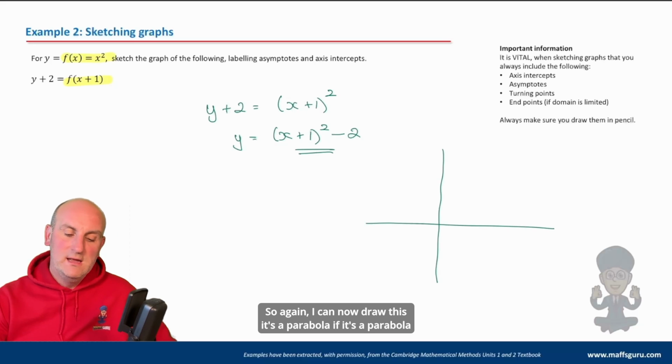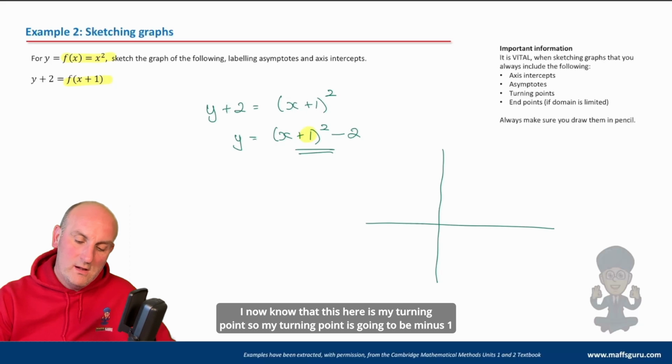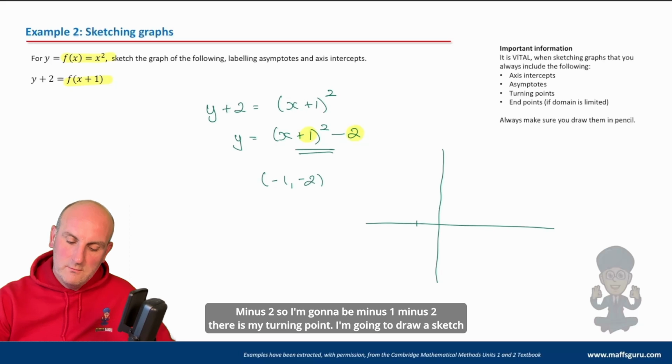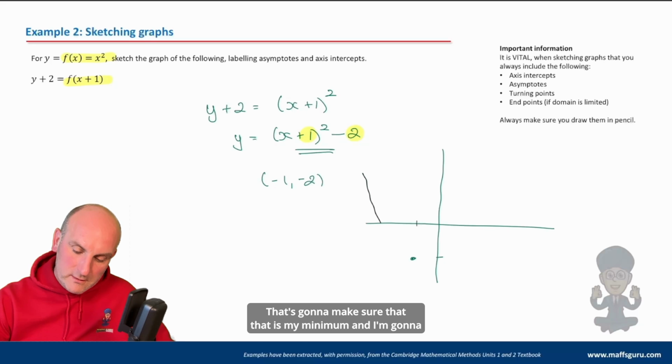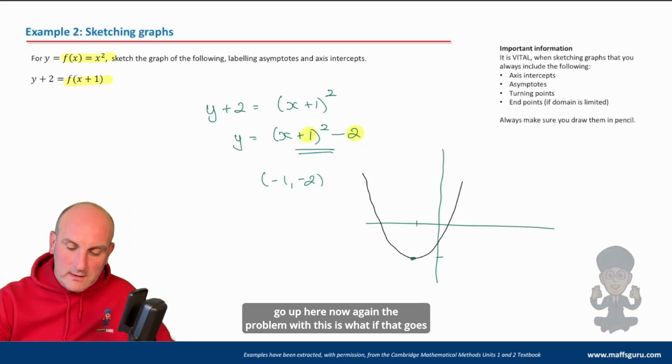It's a parabola. If it's a parabola, I now know that this here is my turning point. So my turning point is going to be minus 1, minus 2. So I'm going to do minus 1, minus 2. There is my turning point. I'm going to draw a sketch. That's going to make sure that that is my minimum, and I'm going to go up here.